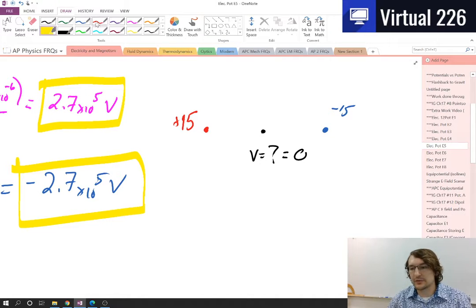Would there be an electric field? You bet. Electric fields go from positives to negatives. And this makes sense because if we were to put in a small positive test charge, it would move along that electric field line. It'd be repelled from the positive side and it'd be attracted thanks to the negative side there. But that is for electric fields.